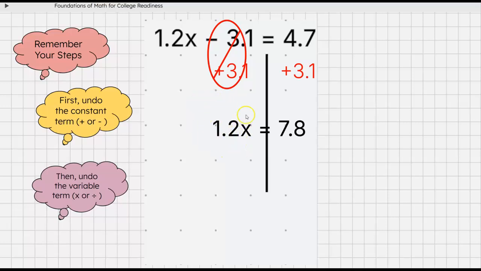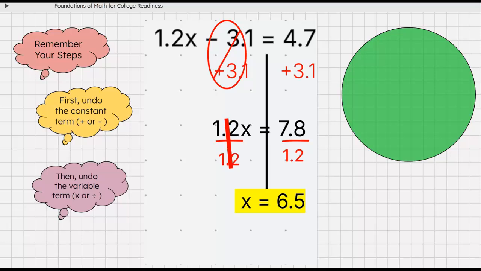The next step is to look at what's going on with the variable term. It looks like we have a coefficient. And when we have coefficients, that means multiply. So in order to undo the multiplication, we must divide both sides by that coefficient of 1.2. So 1.2 divided by 1.2 is 1, so that makes that a 1x. And 7.8 divided by 1.2 is 6.5. Let's check our work.